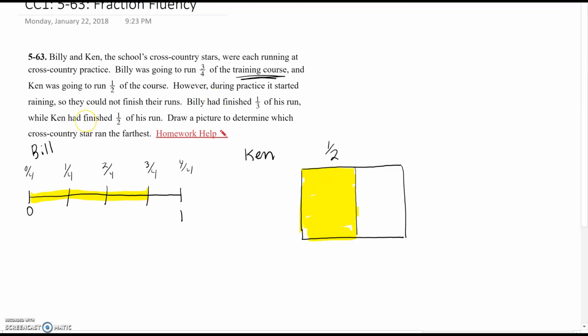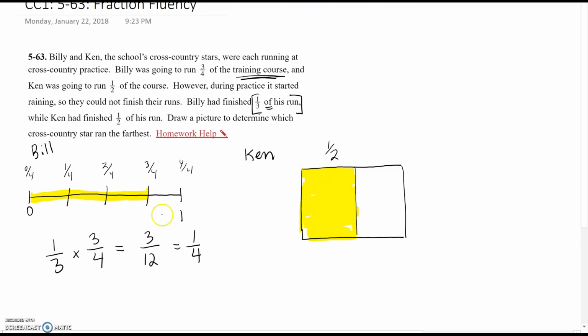However, the practice started raining. Billy had finished 1/3 of his run. So Billy did 1/3 of his run, which is 3/4. Billy did 1/3 of the 3/4 run that he was going to do. We can just multiply these fractions to get that this is 3/12, which is equivalent to 1/4.